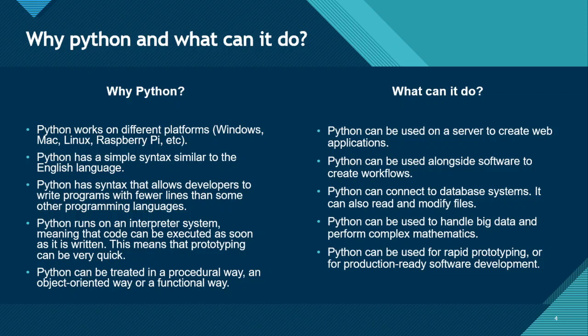And why should we use Python? Well, there are many more things written over here. Python works on different platforms like Windows, Mac, Linux, Raspberry Pi, and many more operating systems. Python has a simple syntax similar to the English language, so that you will not have a very hard time learning this whole thing. Python has a syntax that allows developers to write programs with fewer lines than some other programming languages.